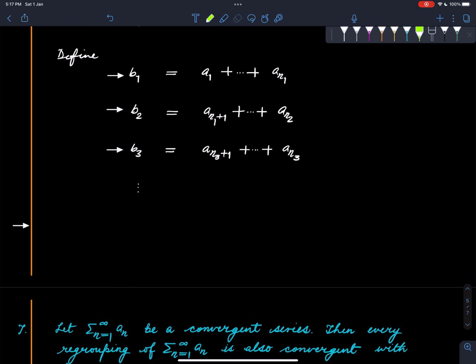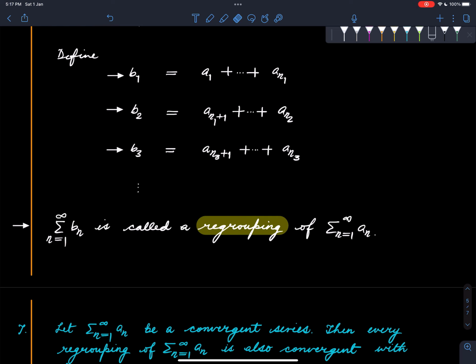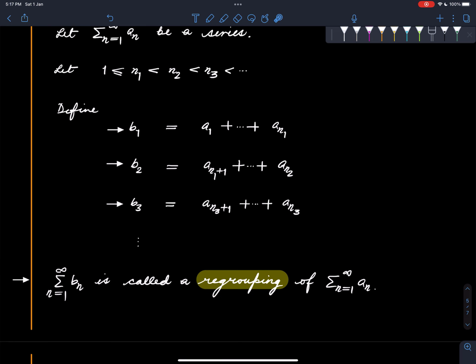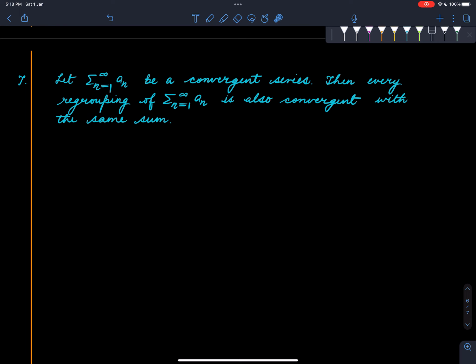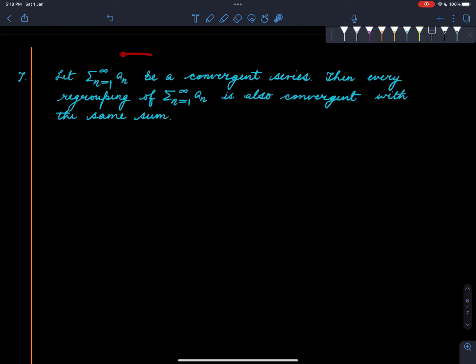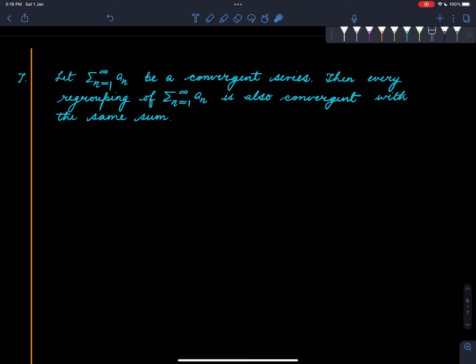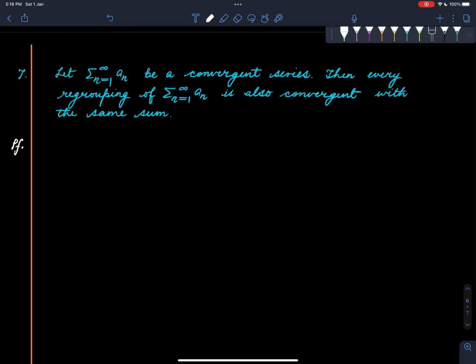So the series that is formed out of these bi's is called a regrouping of the original series. This terminology is self-explanatory. And the very simple theorem is that if we have a convergent series, then every regrouping of the series is also convergent with the same sum. And here is the proof. I will not do it purely formally, but I will write one line.